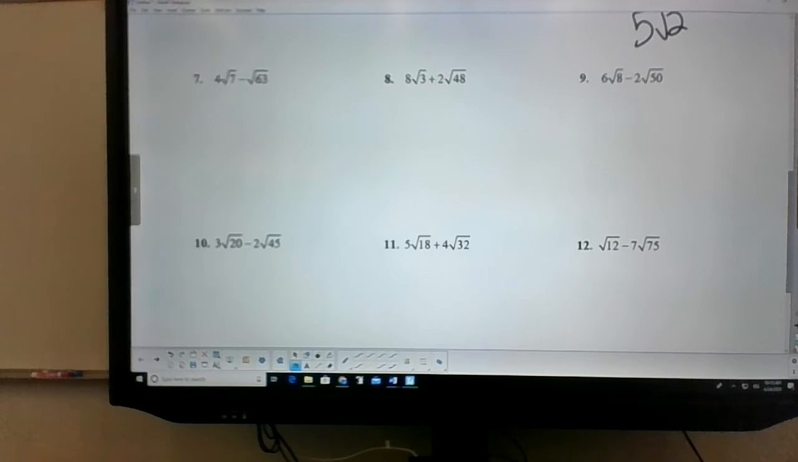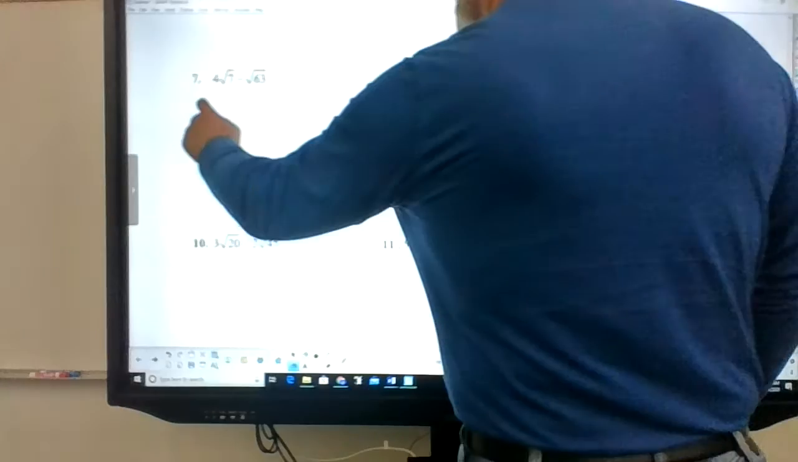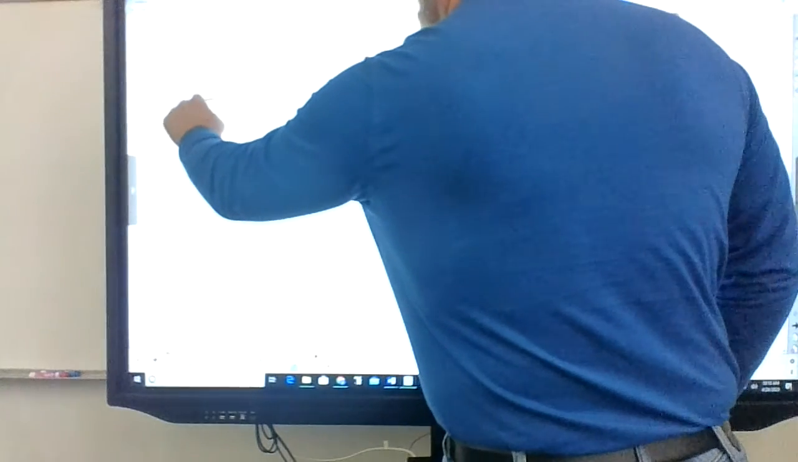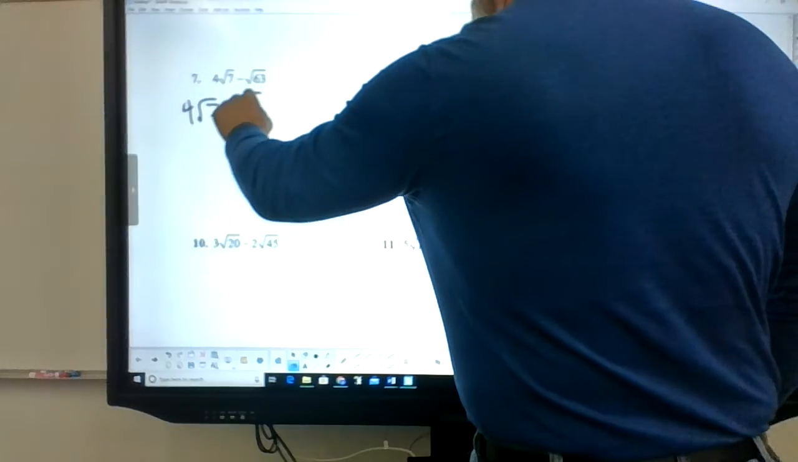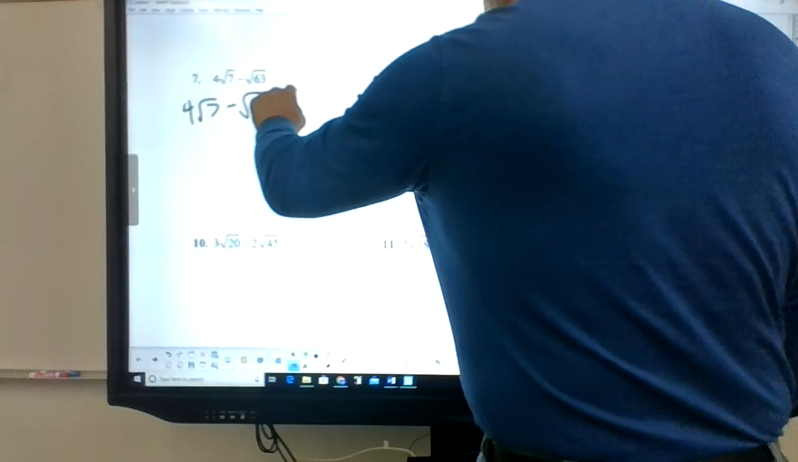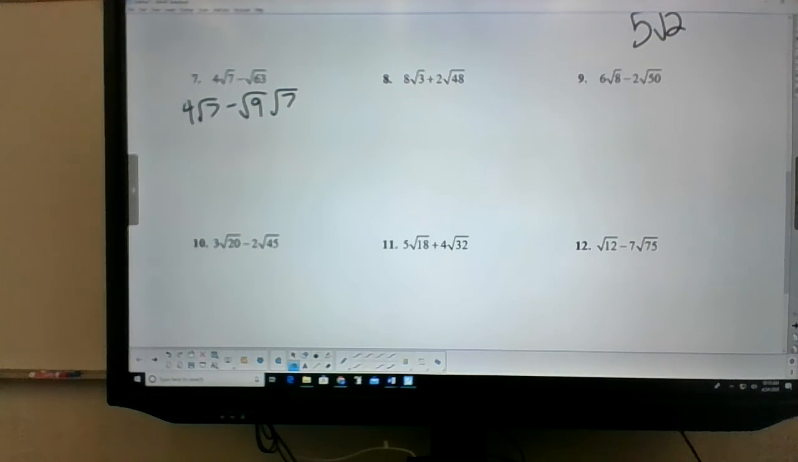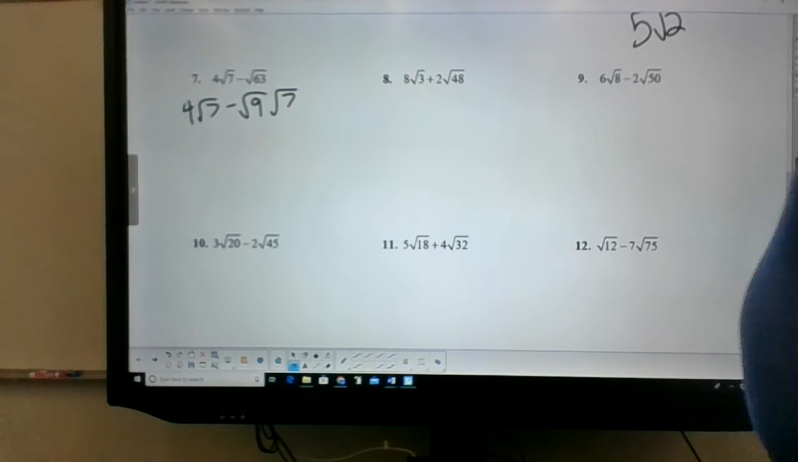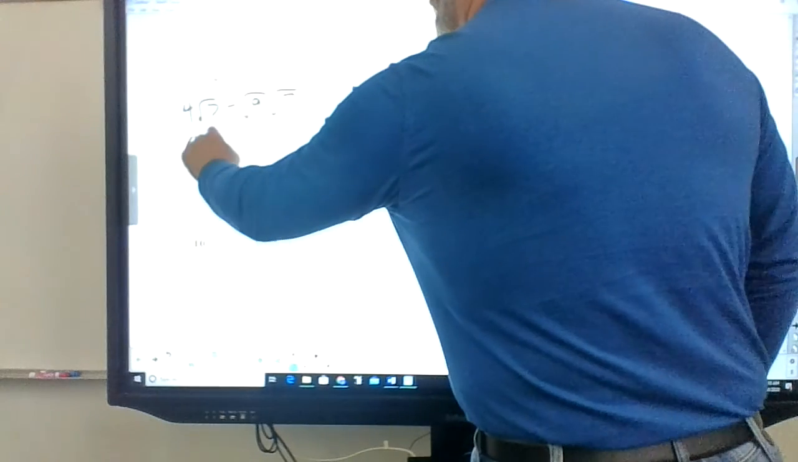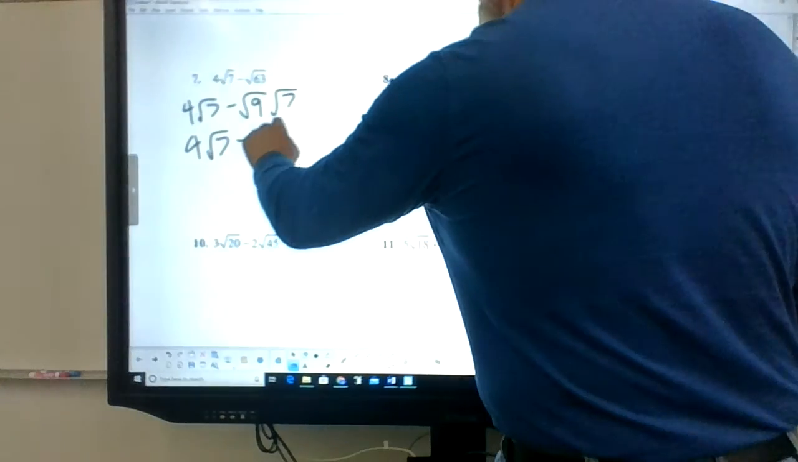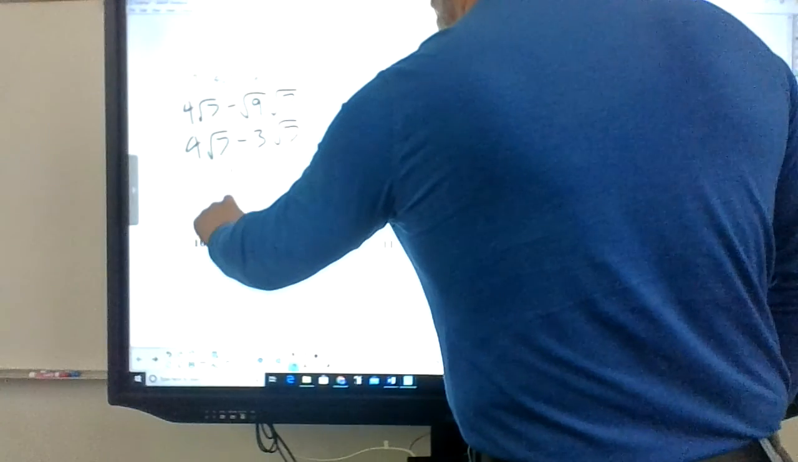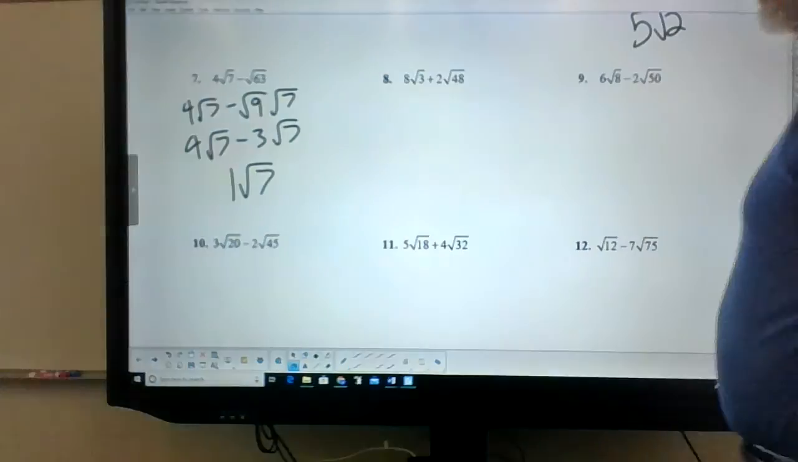All right, so let's just do the next row here. 4 radical 7 minus radical 63. Radical 7 can't do anything with. Radical 63 is 9 times 7. So radical 9 times radical 7. So we have 4 radical 7 minus 3 radical 7, which is 1 radical 7, or just simply radical 7.